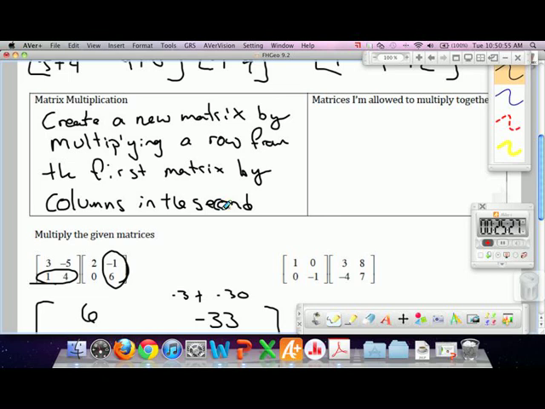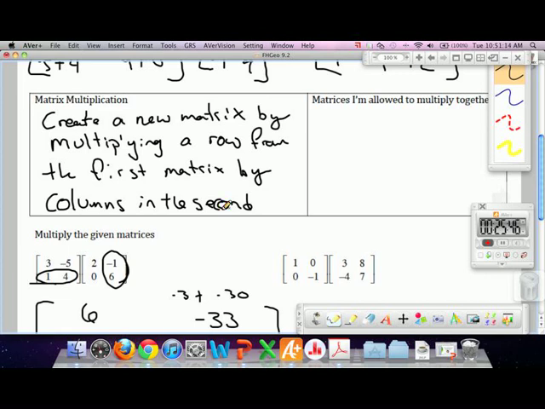But wait. We're going to create our new matrix by multiplying rows in the first by columns in the second, or dot product. Rows in the first by columns in the second. And that will give you the corresponding element, row by column.